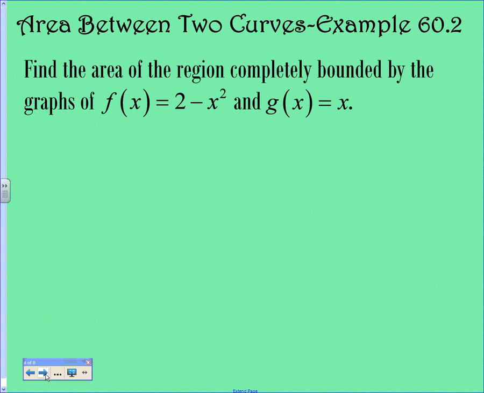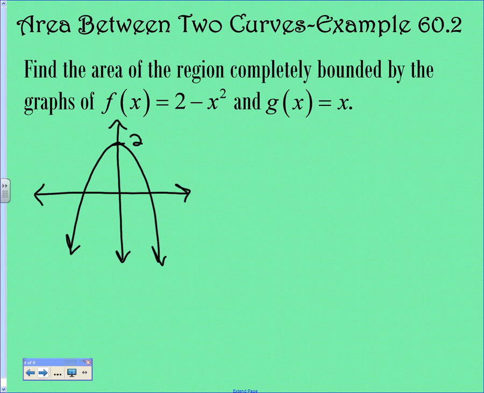Do you remember how 2 minus x squared would be graphed? It is a parabola that's opening down, and it's starting at 2. Okay. What about x? Yes. Diagonal line through the origin. The slope is 1, and it goes through the origin.